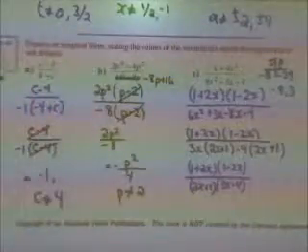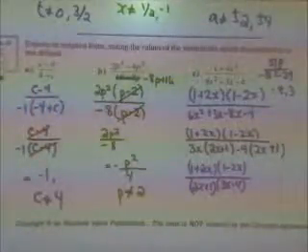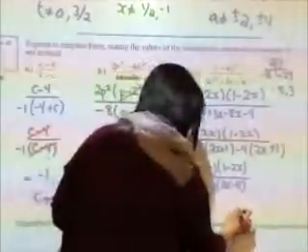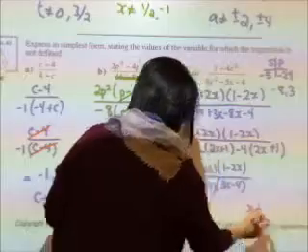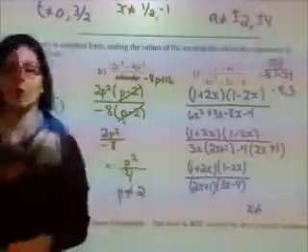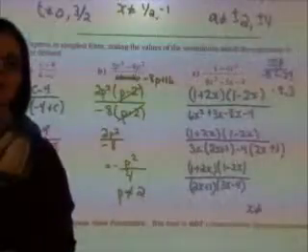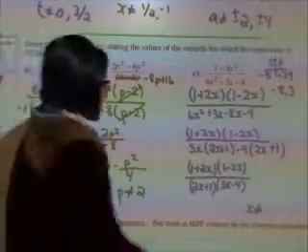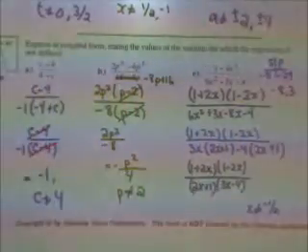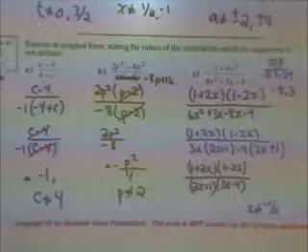So what are my restrictions on the variable? What can't x equal? So in my 2x plus 1, what can't x equal? -1/2. And in my 3x minus 4, x wouldn't be able to equal 4/3.